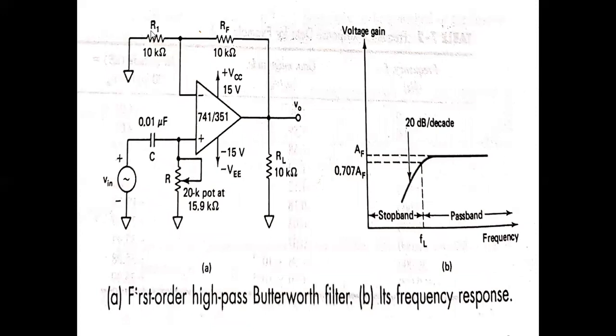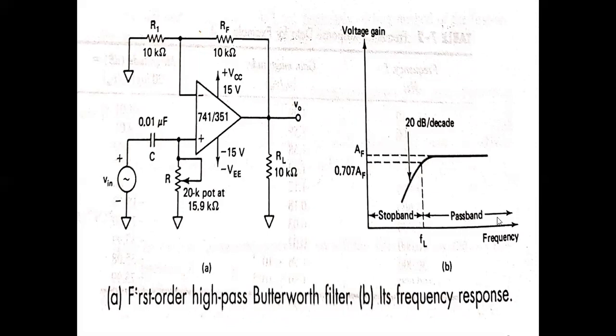So once again, R1 and RF determine the passband gain of the filter, whereas this determines the cutoff frequency of the filter. This is the frequency response of the first order high pass filter. It is going to pass only the high frequencies, and the low frequencies below are attenuated. That is shown by the stop band and pass band.